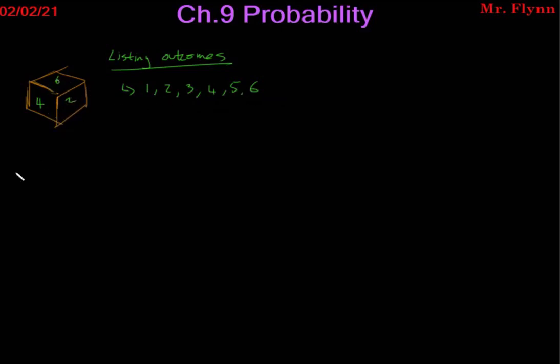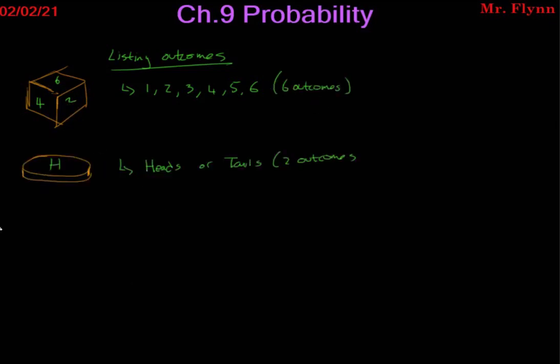Similarly, if we introduced a coin, what are the outcomes when we flip our coin? Well, it's going to either land on a head or land on a tail. So again, we have 2 possible outcomes in terms of flipping our coin, and 6 possible outcomes when we throw our dice. That's simply it. That's listing your outcomes. That's all you have to do.